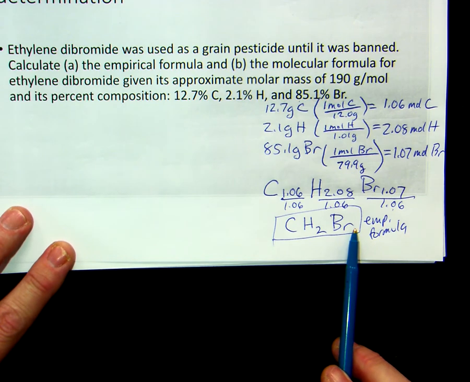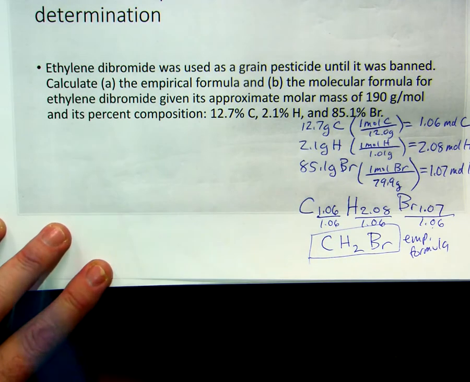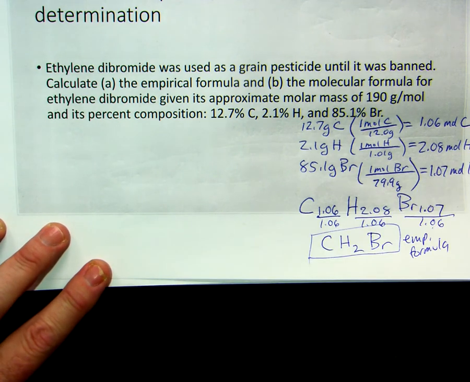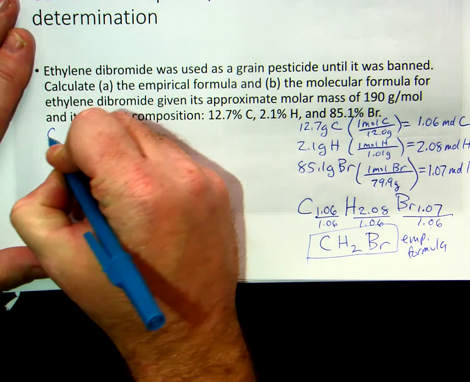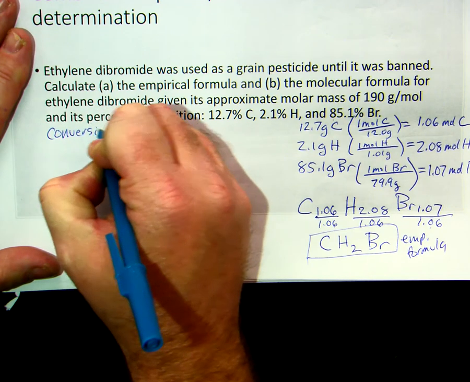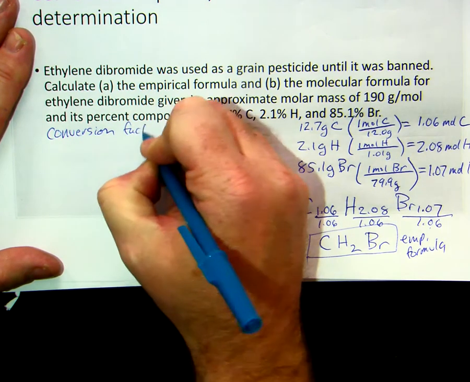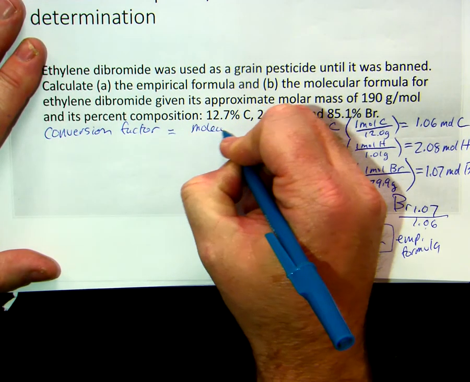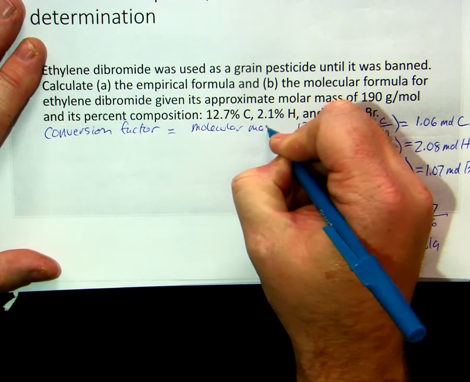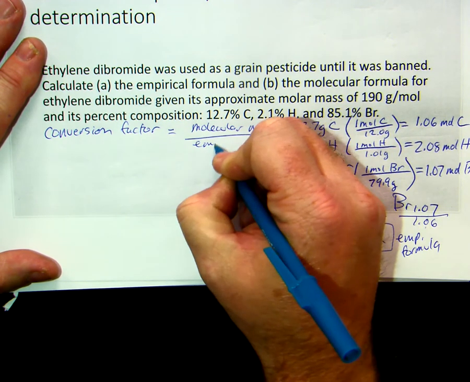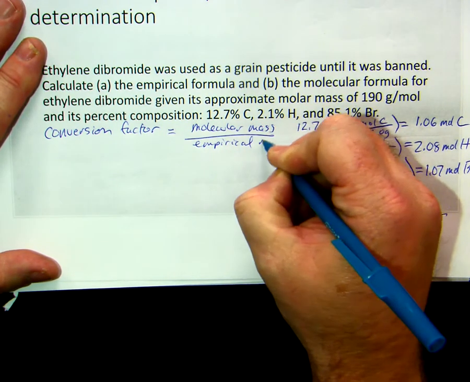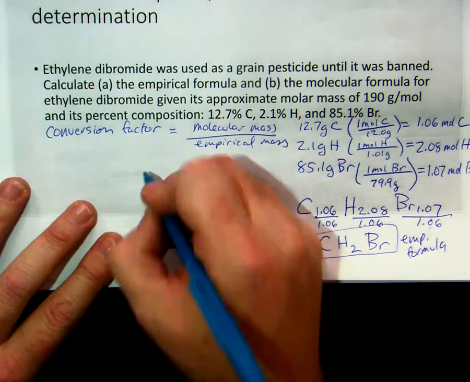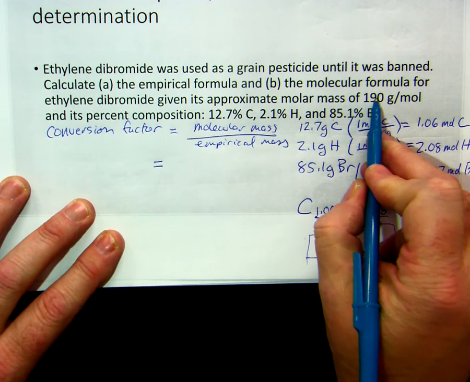All right. But that's not the actual formula for ethylene dibromide. We don't know what the actual formula is. We need to get a conversion factor. So this is for part B. The conversion factor is equal to the molecular mass divided by the empirical mass. The molecular mass will always be given in the problem in this class, 190 grams per mole.